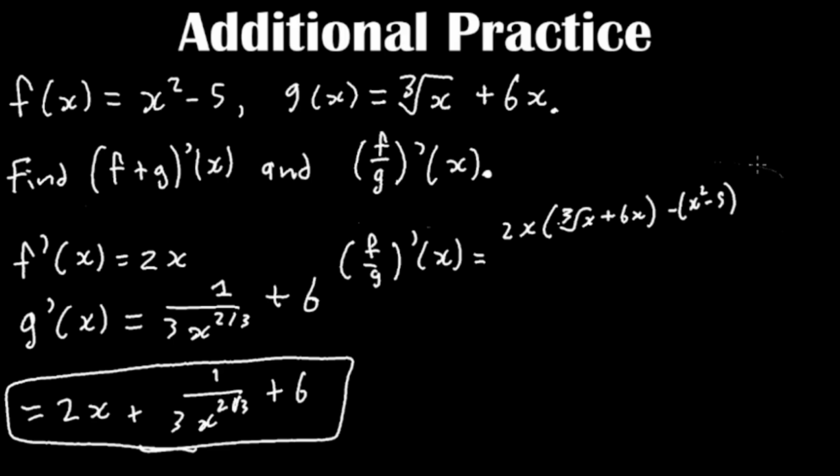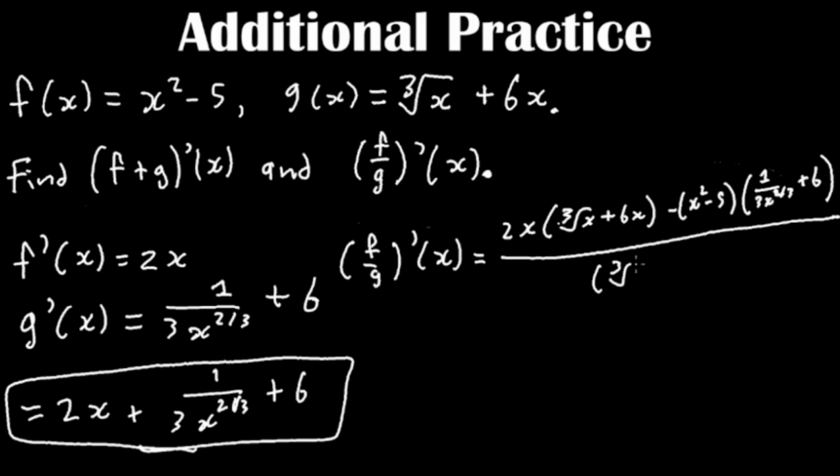Alright, there we go, I'm just cleaning that up. So, and then this is f, and then our g prime, we already found that's 1 over 3x to the 2/3 plus 6. I'm writing kind of small. Over g of x, whole thing squared. So cube root of x plus 6x squared.